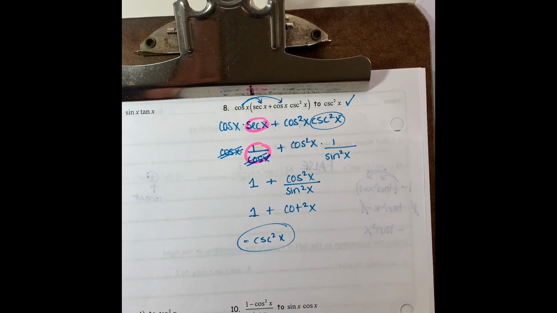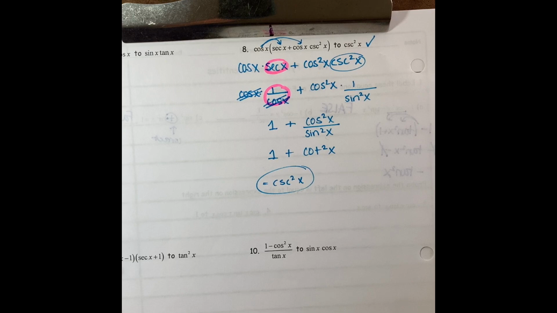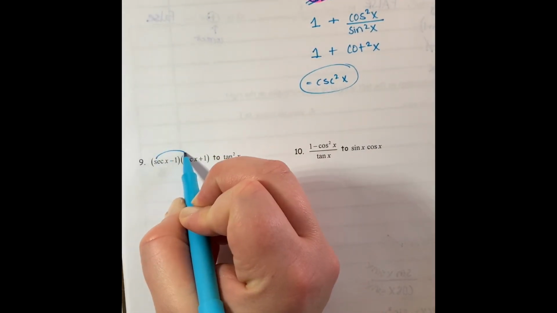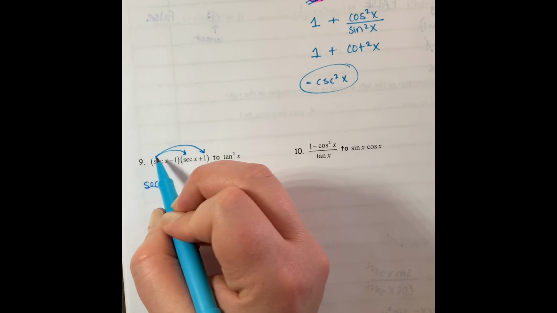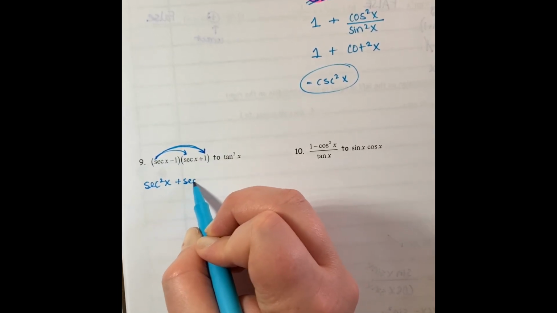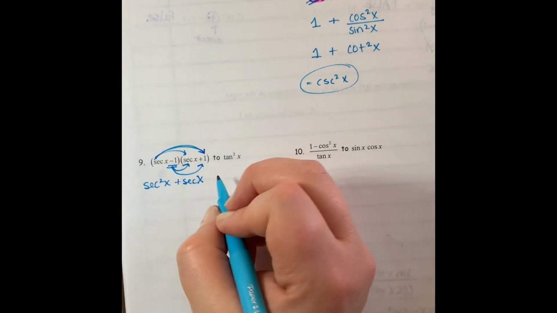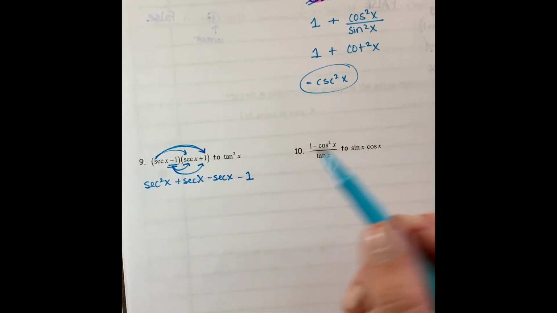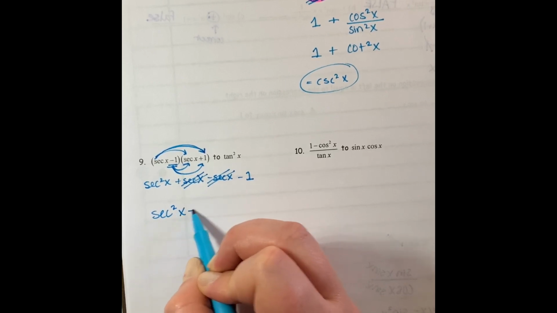All right, let's see, maybe we'll do one more. Let's do number 9. First thing I notice on number 9 is I'm going to have to start off by distributing. So if I do secant times secant, I get secant squared x. Secant times plus 1 here is a plus secant x. Then I move to my second term. Minus 1 times secant is minus secant x, and then minus 1 times 1 is a minus 1. Then from there, I see I have a secant x and a minus secant x. Those guys can cross out. So I'm left with secant squared x minus 1.